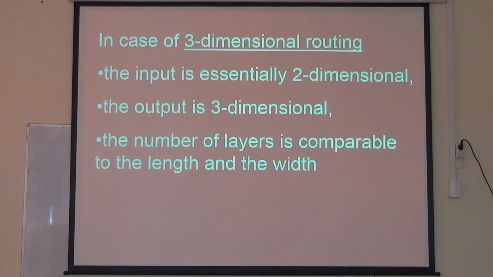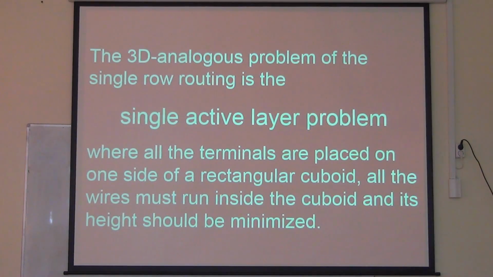And the number of layers, the third dimension of the cube, can be comparable with the other two dimensions. And in this case, the simplest subcase, which corresponds to the single row routing problem, is the so-called single active layer problem, which means that on the base rectangle of the box, you have all the net terminals to be interconnected, and you can use the area over this side to realize everything.